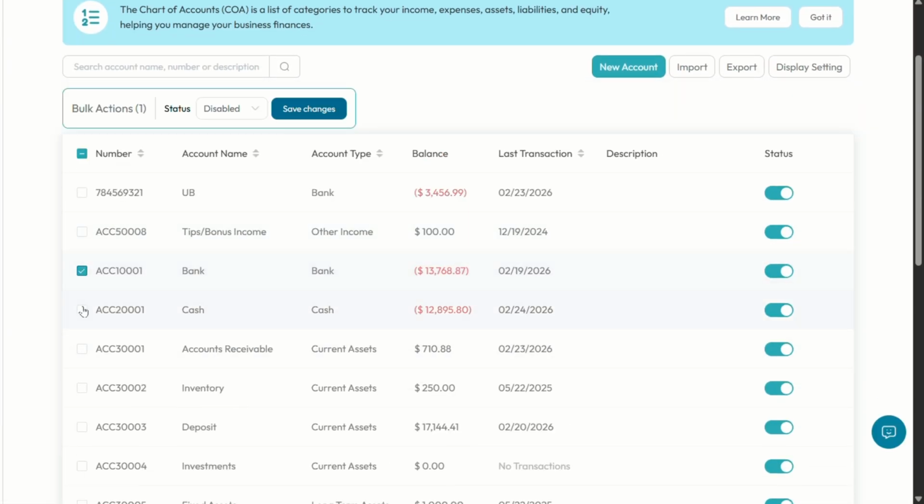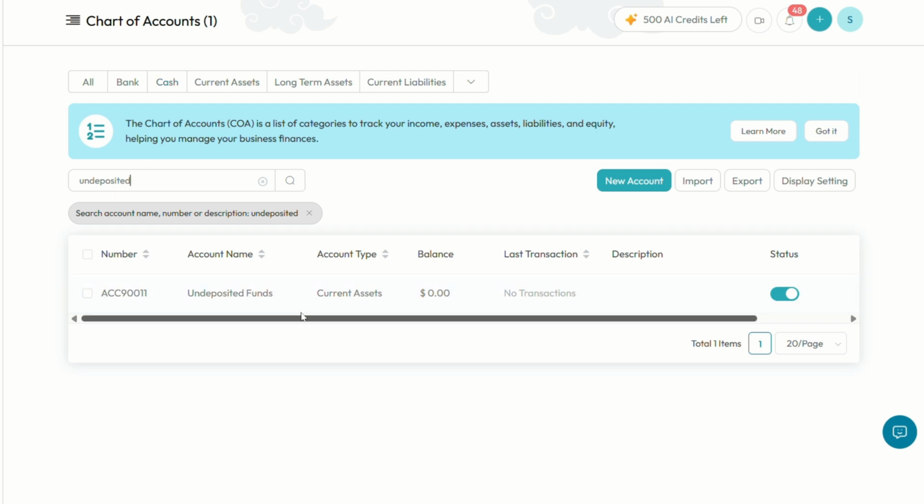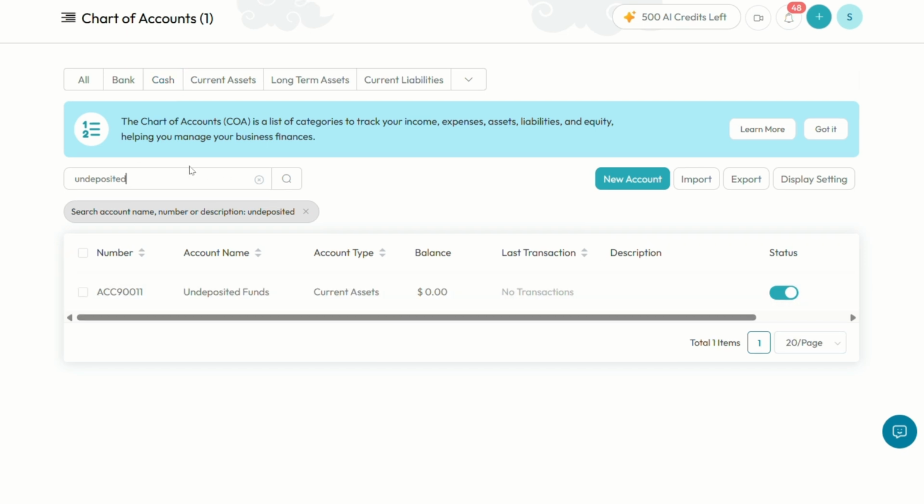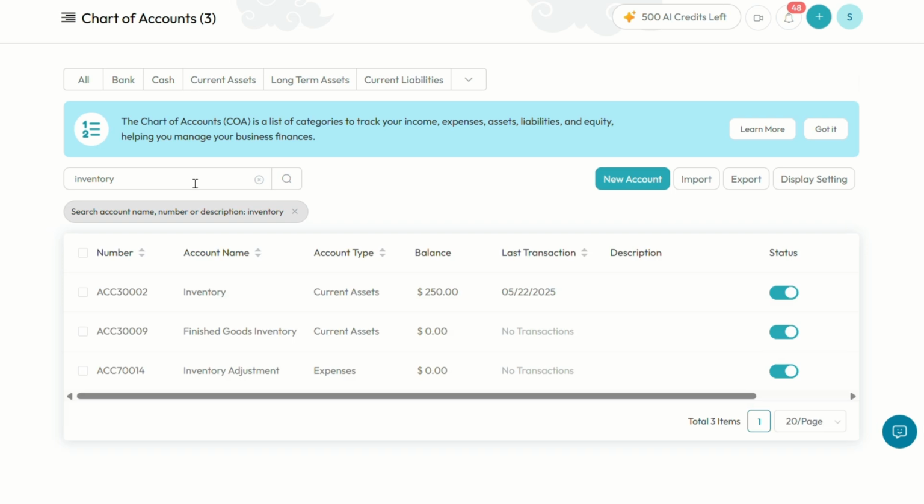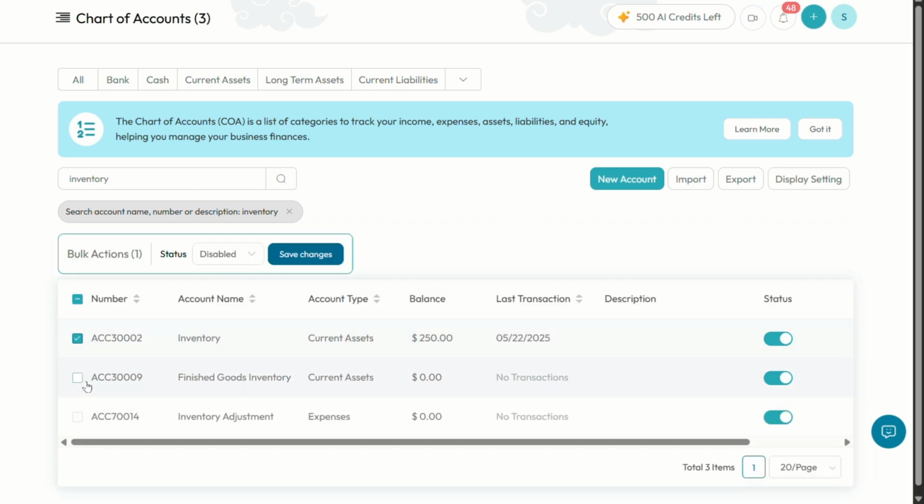You should keep bank, cash, accounts receivable, and undeposited funds. These are essential for tracking payments and client balances. If you don't sell physical products, you can disable inventory and finished goods inventory.